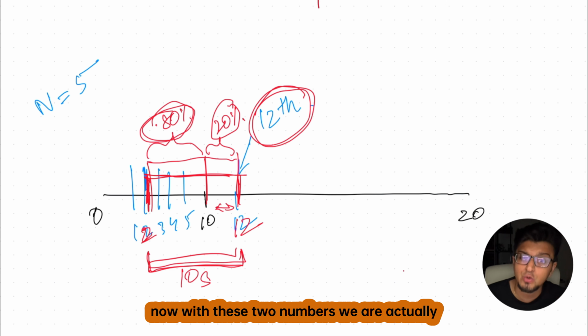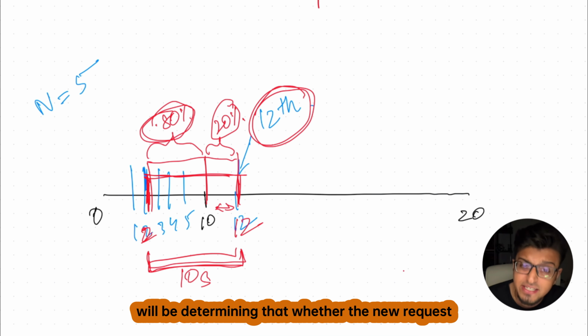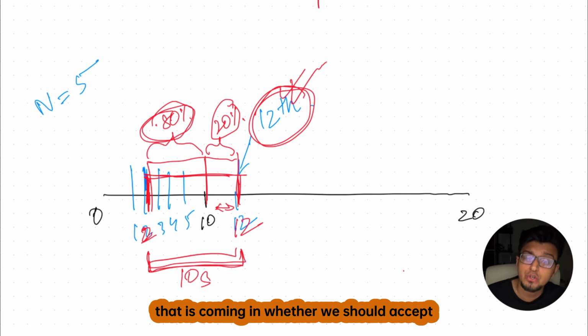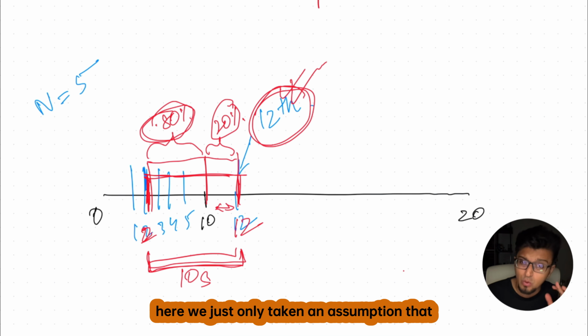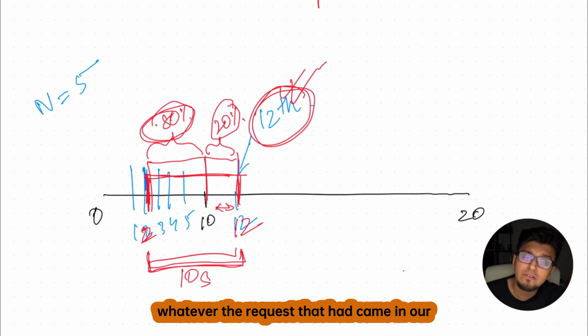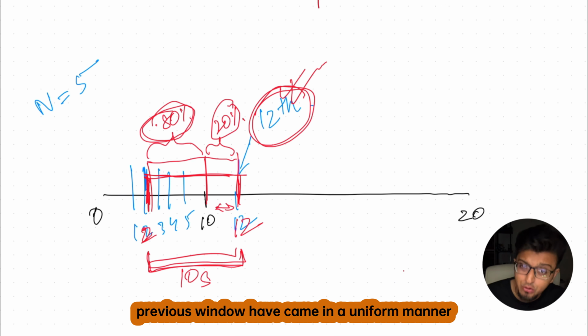Now with these two numbers, we determine whether the new request that is coming in should be accepted or not. What we do here is take the assumption that whatever requests came in our previous window came in a uniform manner.